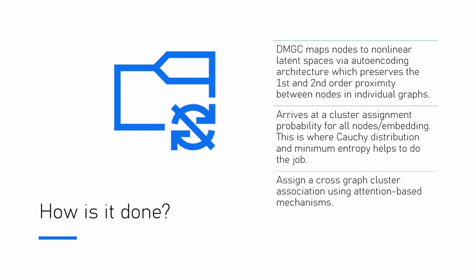Now, how is it done? It starts off by taking the nonlinear data and pushing it through an auto-encoding architecture to arrive at the data space, or embedding, while at the same time preserving the first and second order proximity between the nodes. That's typically the structure around the node from a neighborhood standpoint, which continues to remain there because we obviously need that going down the line.